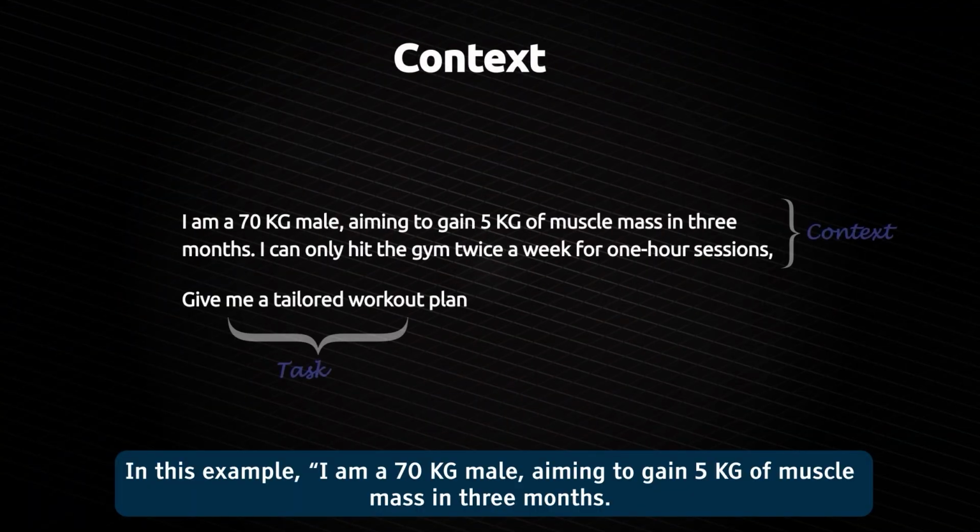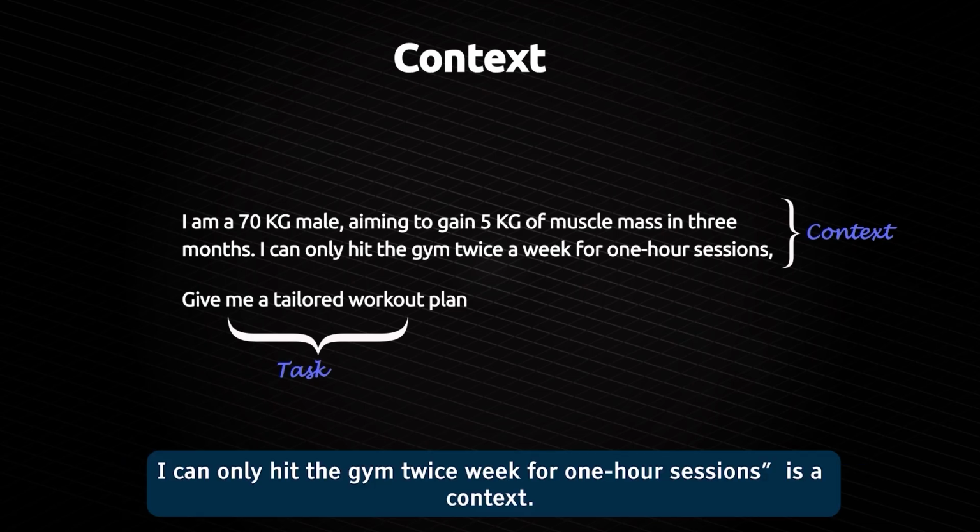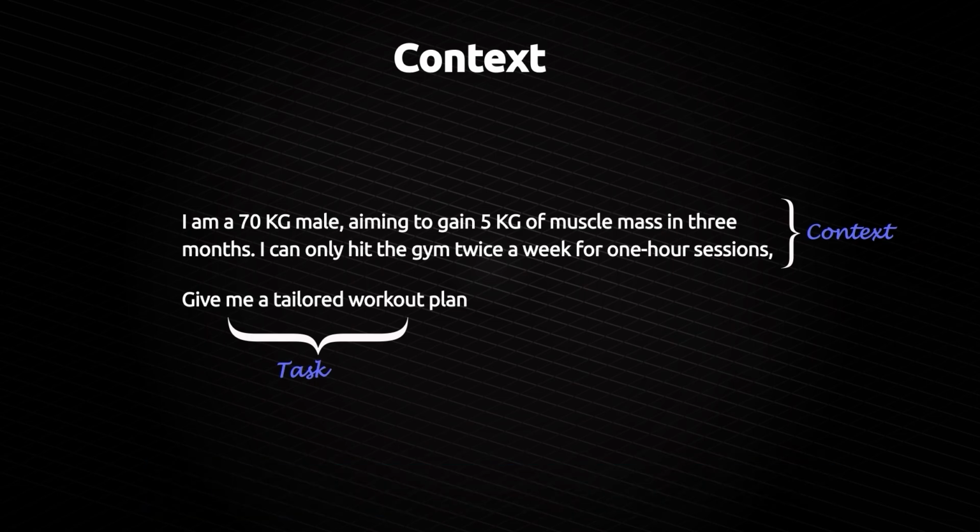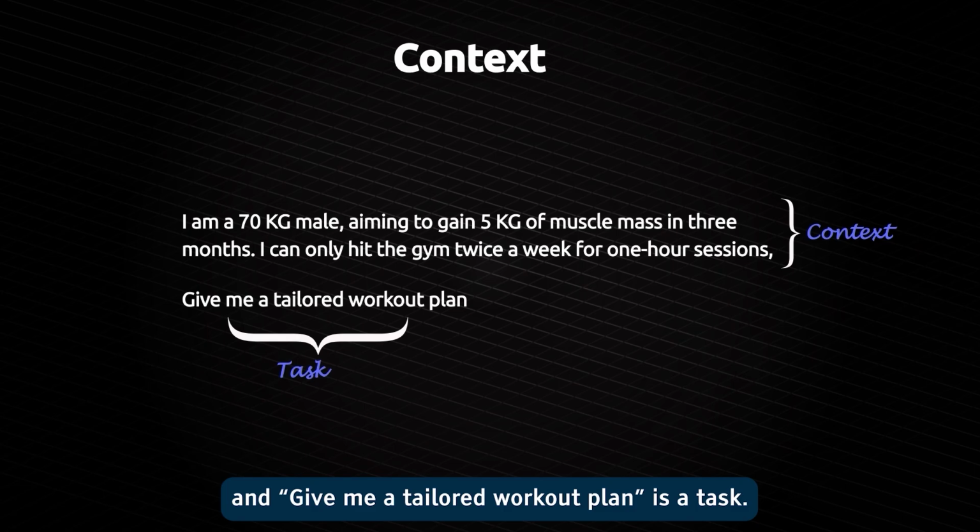In this example, I am a 70 kg male aiming to gain 5 kg of muscle mass in 3 months. I can only hit the gym twice a week for 1 hour session is a context. And give me a tailored workout plan is a task.